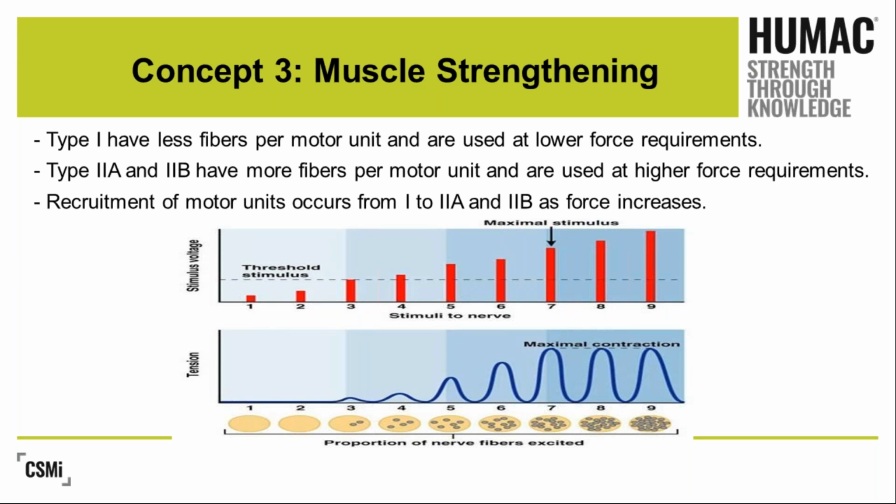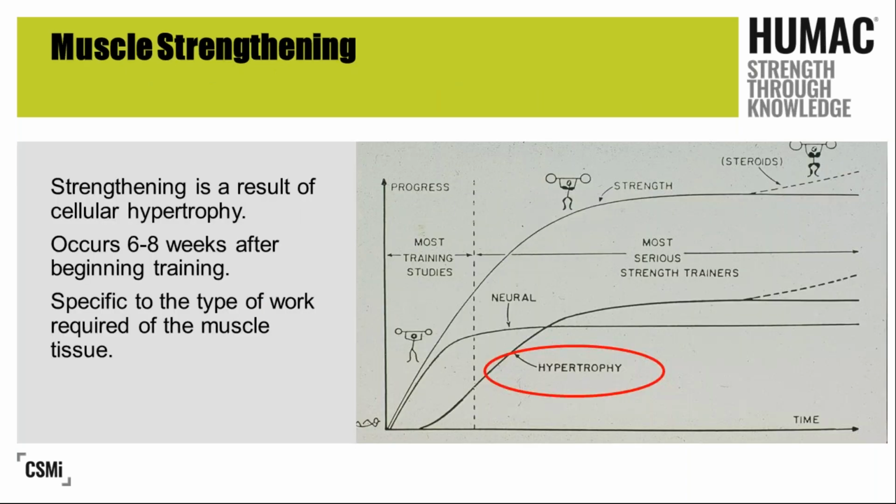Now, what happens with the force velocity curve? As we increase our speeds, our forces increase. As we increase our speeds faster, we recruit our Type 2A, our AB, and our B as our forces increase, which leads to higher tension development that increases hypertrophy. So strengthening is a result of cellular hypertrophy. It really does occur within that 6 to 8 weeks after beginning training, and it's very specific to the type of work required of the muscle.